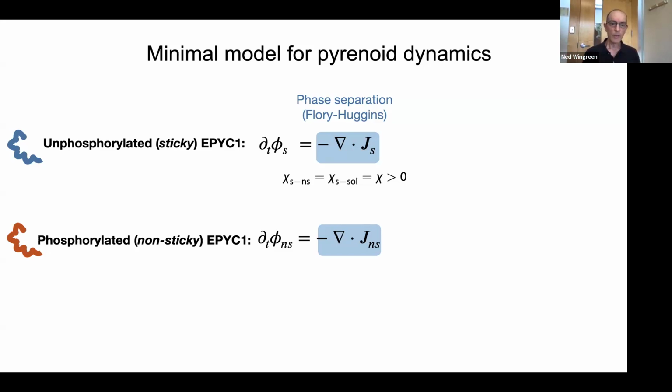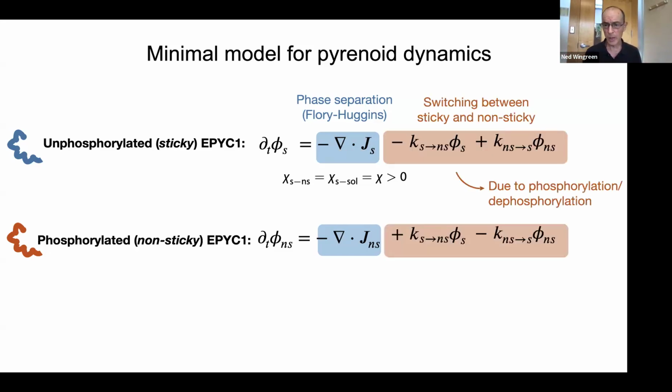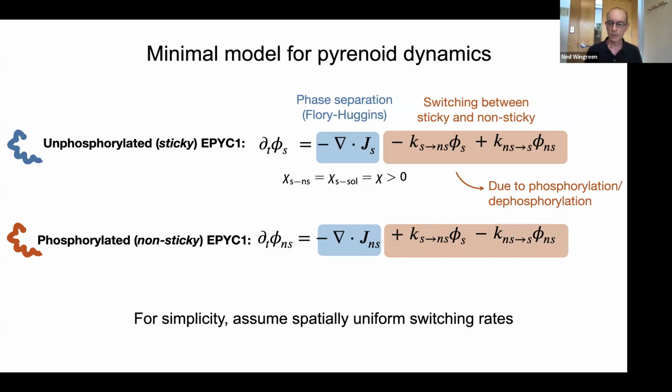But then the whole process is active because there's switching. So we assume some rate of switching caused by the kinase that switches from the sticky state to the non-sticky state, and then phosphatases that switch back from the non-sticky state to the sticky. And again, to be really, really simple, we assume that these are just constants everywhere in the cell. There's just a certain rate at which a sticky EPIC 1 becomes non-sticky, and another rate at which non-sticky ones become sticky. And that is actually all you need to generate a size control mechanism for condensates. That's these uniform switching rates.